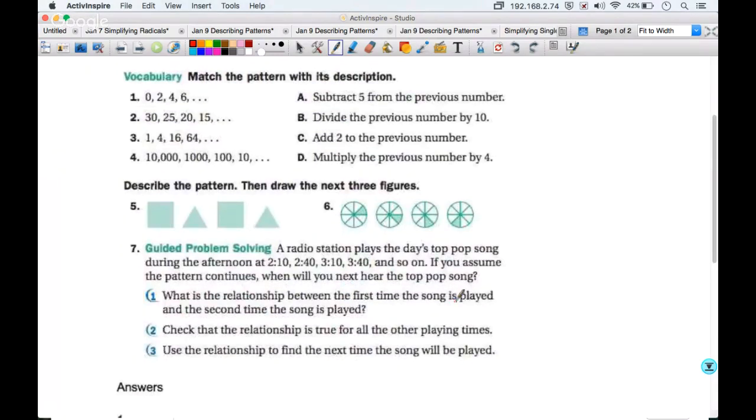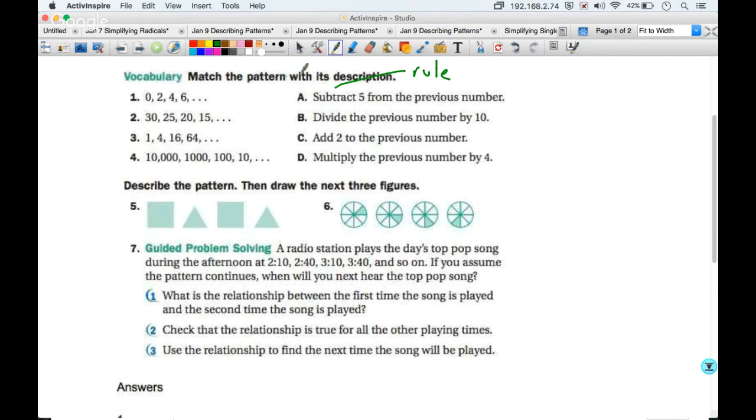Let's just jump right on into it with these first couple where we need to match the patterns with their descriptions. A good way to do a problem like this is to take a guess at what the pattern might be and then look at the descriptions and see if there's one that matches your guess. Another word for description would be a rule. A rule is like the mathematical formula for getting the next term in a sequence.